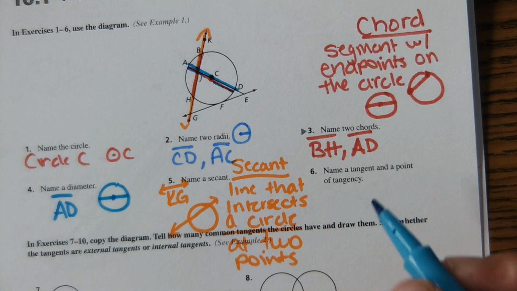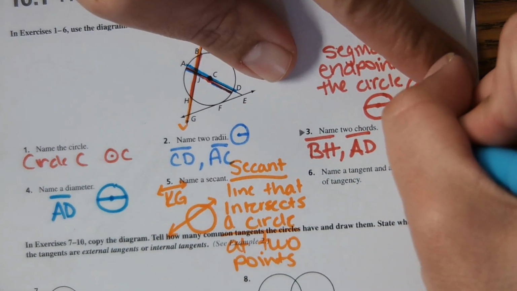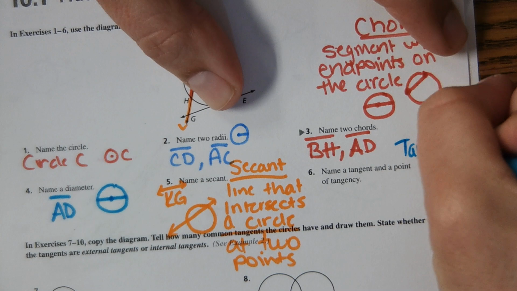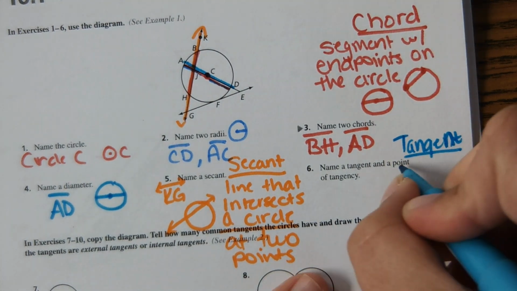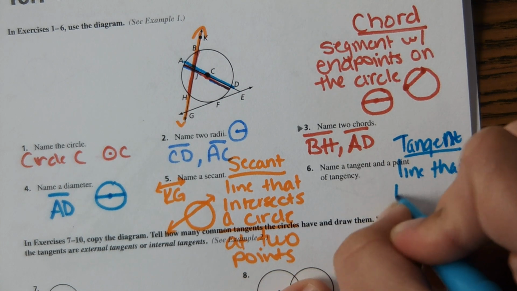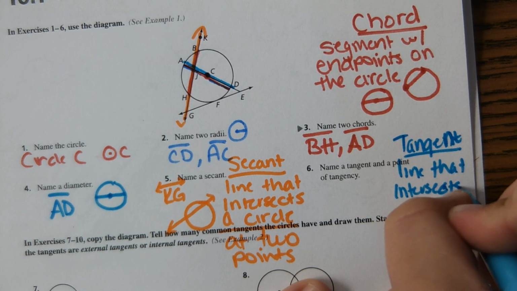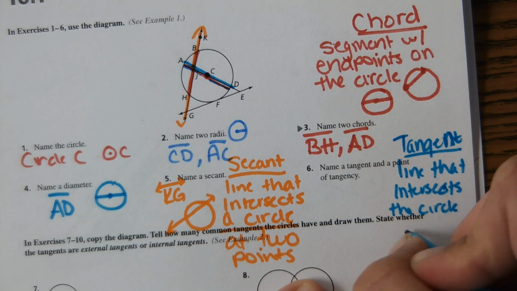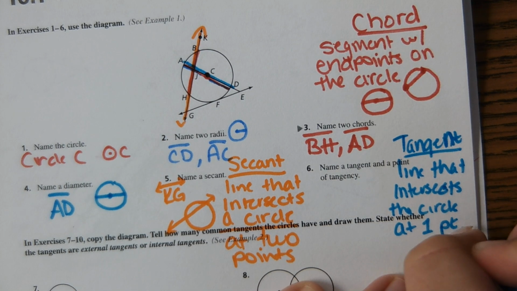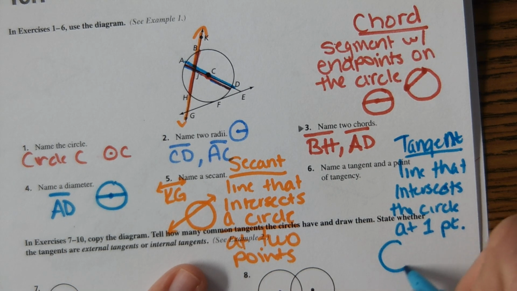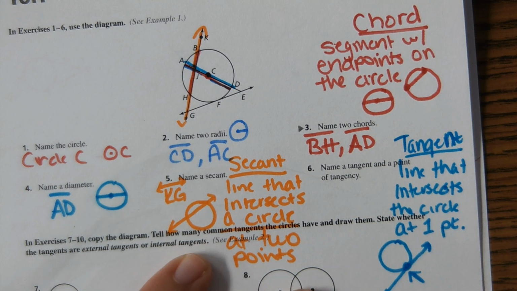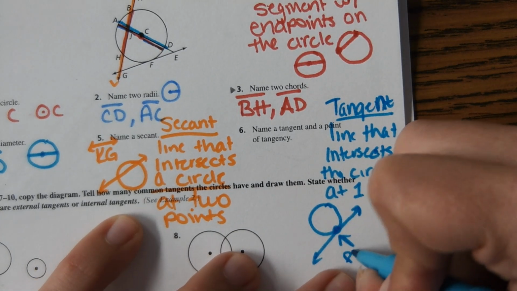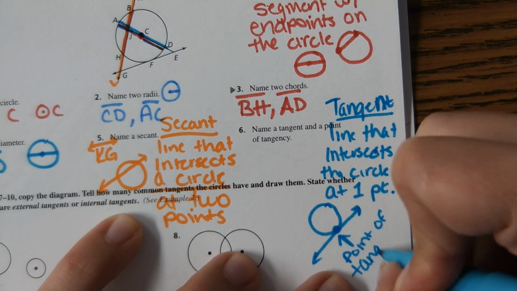Okay, and then number 6, name a tangent and a point of tangency. Just as a reminder, it's nice to have a definition here too. A tangent is a line that intersects a circle at 1 point. So if we have a circle and a tangent line, it intersects at 1 point, and this point of intersection is called the point of tangency.